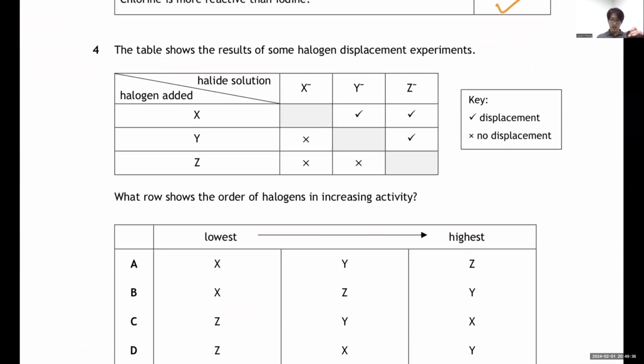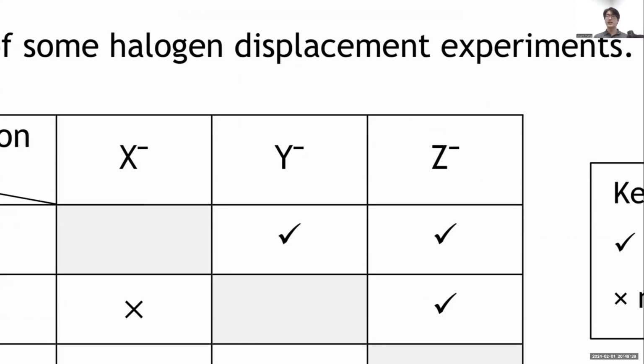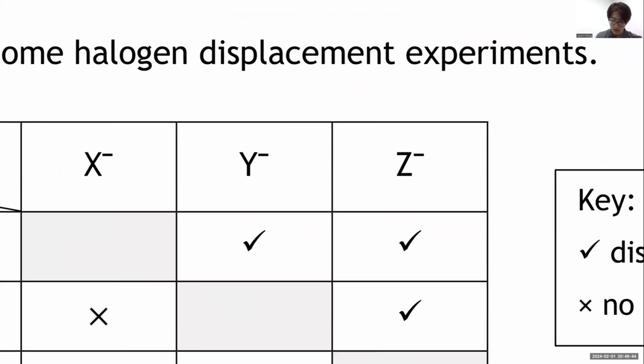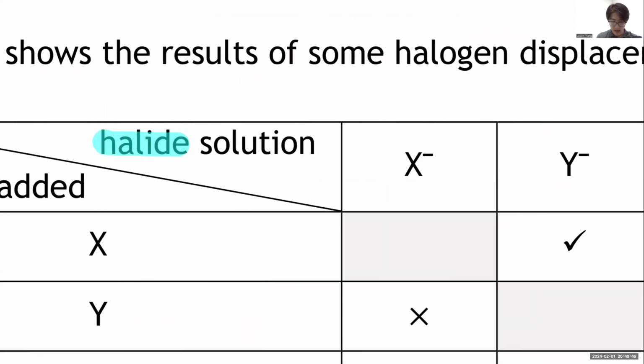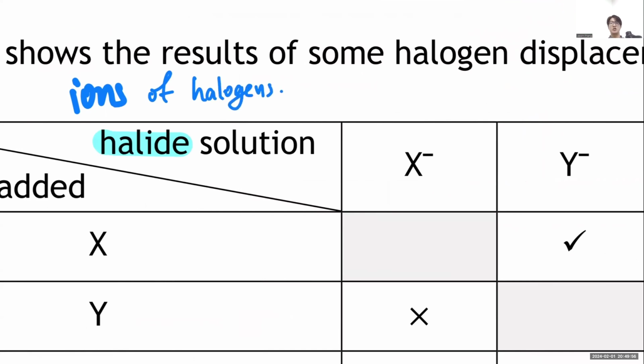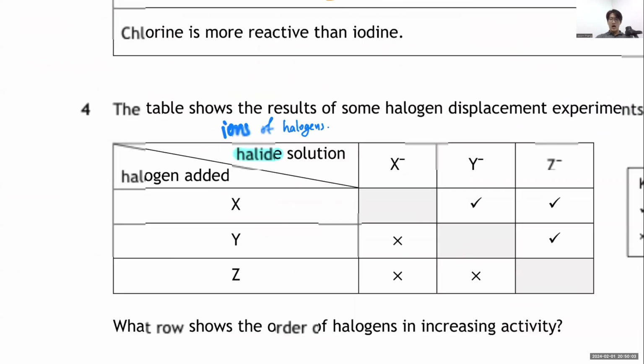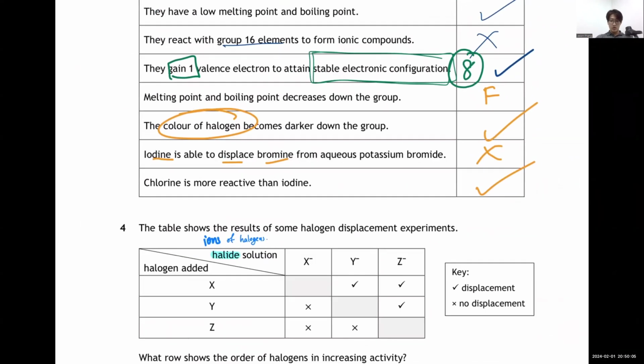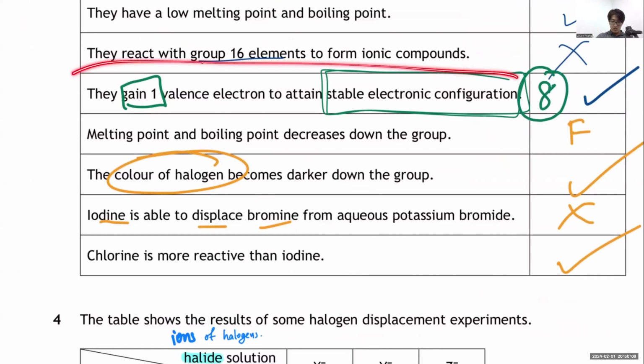Okay, now, what is this X minus, Y minus, Z minus? What are these? Halides are ions of halogens. How do I make sense of this? Ion. How do halogens become ions? Right here.